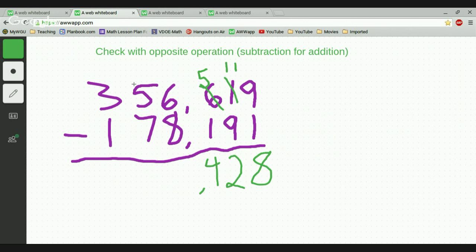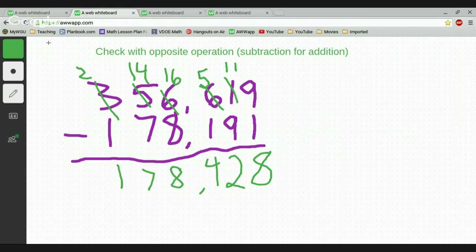Can't take 8 from 6, so we'll have to borrow here. I'll break that whole borrowing step down a lot more in the next video. 8, same thing. Can't borrow, so now that becomes 7.